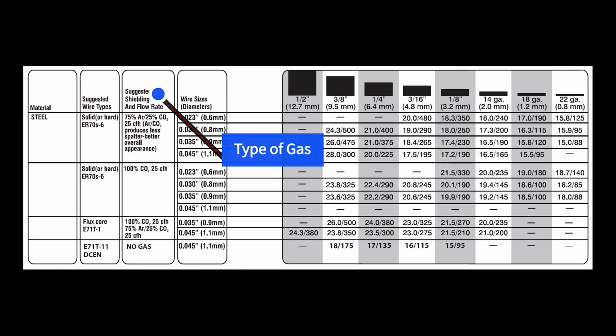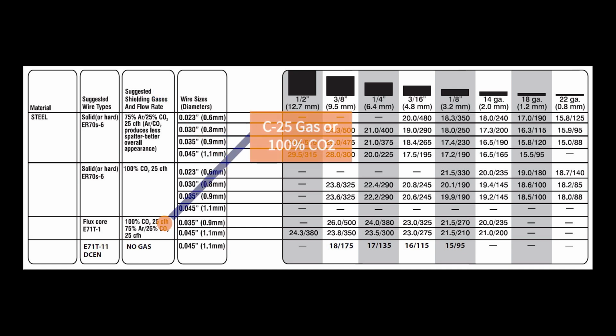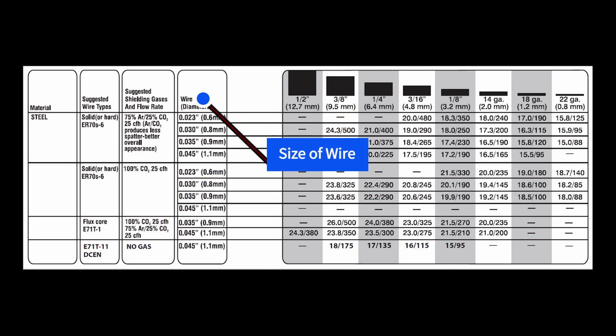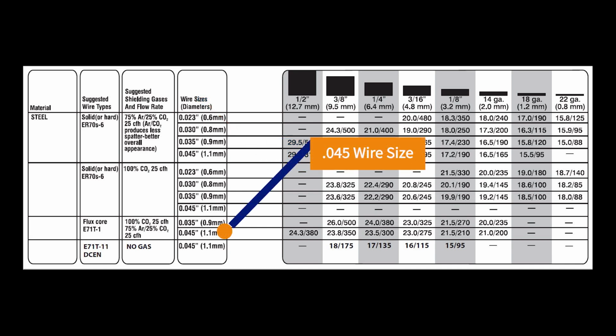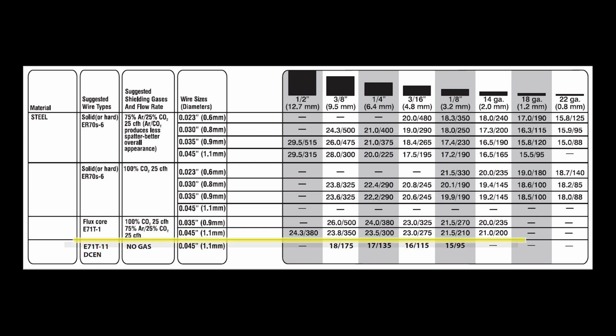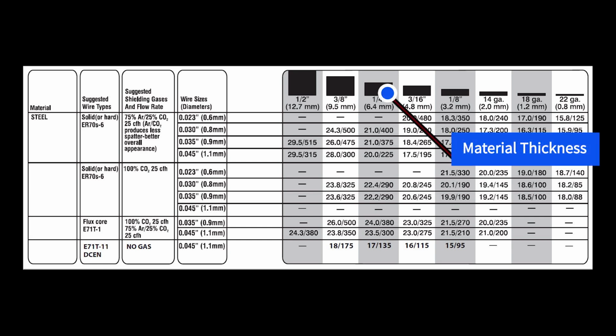The gas we're using could change on the wire, an E71T1 with a 75-25 mix. And then the last column here is your wire diameter. And we're going to be using 0.045 flux cord E71T1 with a 75-25 mixture on the gas. So now that we know what row we're in, which is this 045 row on E71T1, I'm going to guide myself all the way over and find the material thickness we're welding on.